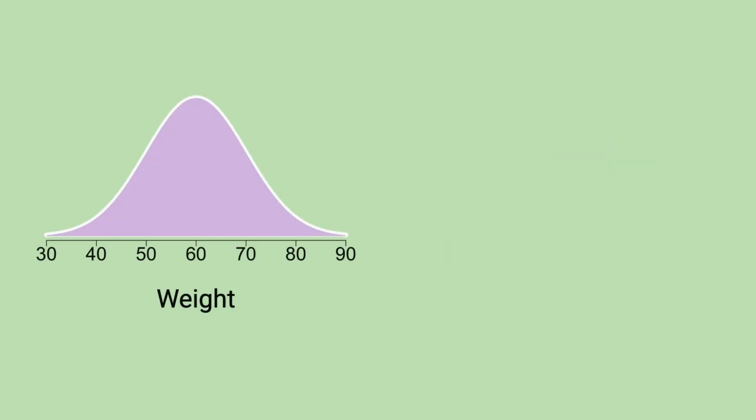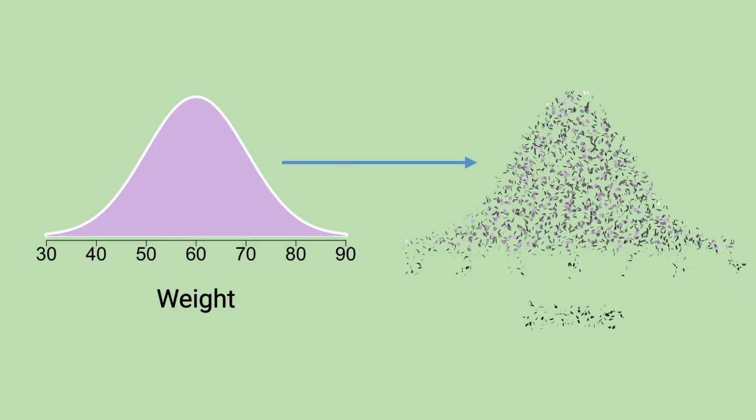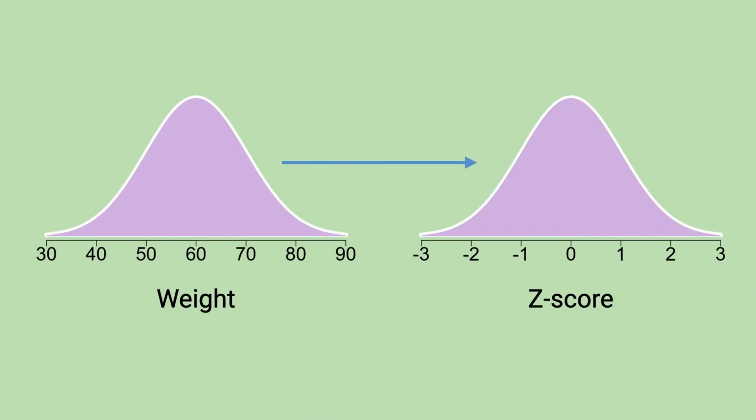The distribution of a population can be standardized by converting the values of observations into the Z-score. This is the equation for the conversion or standardization. X is the observation's value, μ is the mean of the population, and σ is the standard deviation of the population.